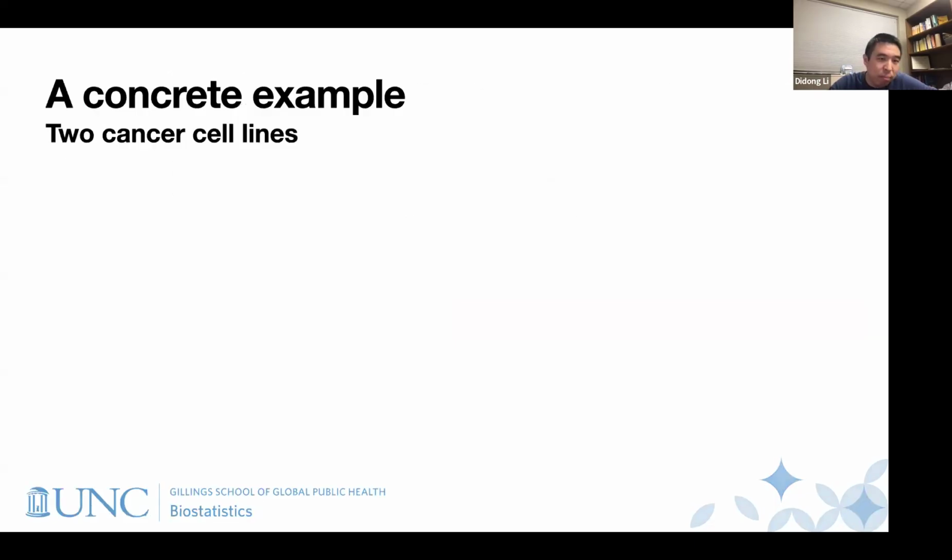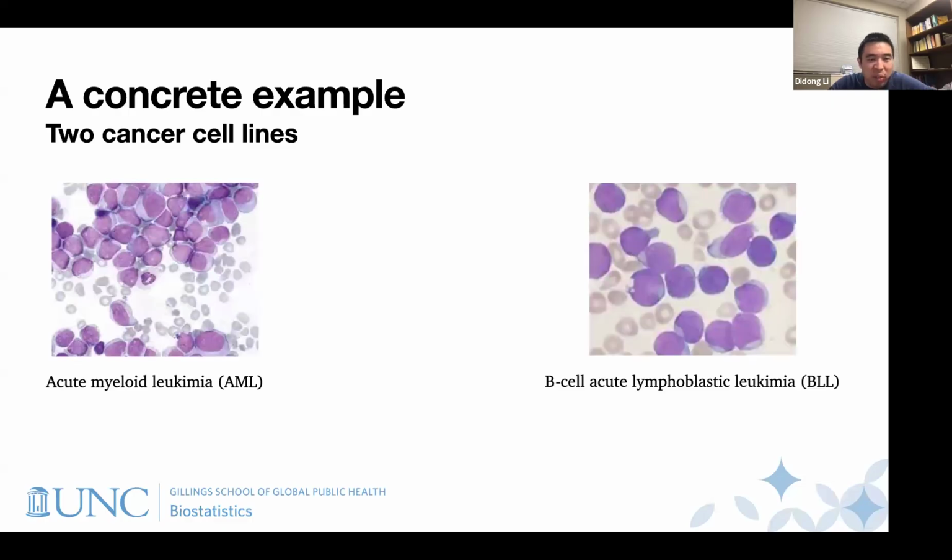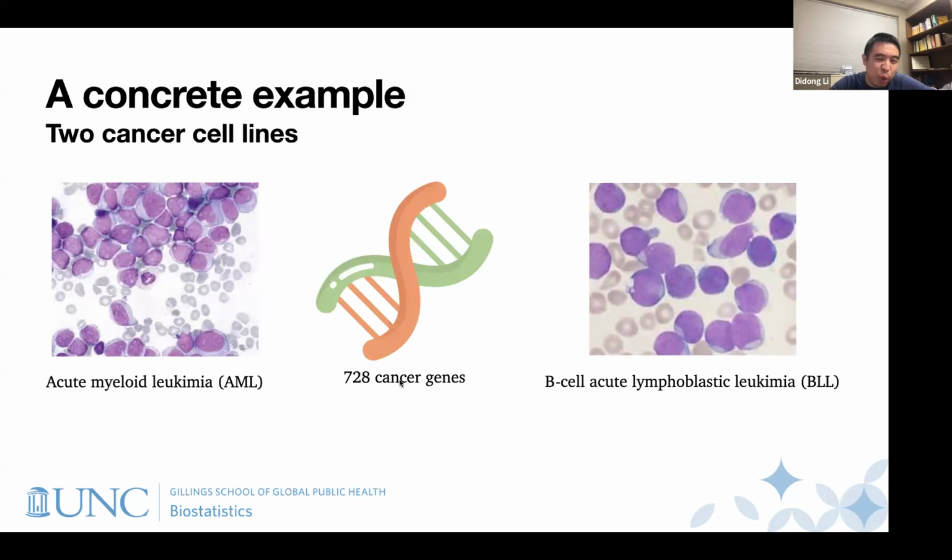Let's look at a concrete example, finally a bio-related example. So we have 2 cancer cell lines where we collect the expression of over 700 genes. And the scientific question is very simple. Do these two cancer cell lines have the same gene expression on average? And you may translate it to a hypothesis testing problem.